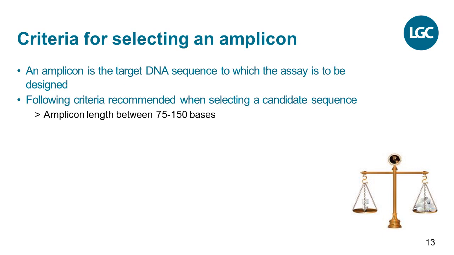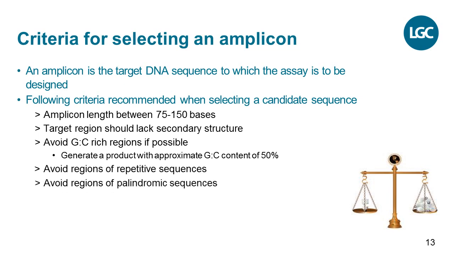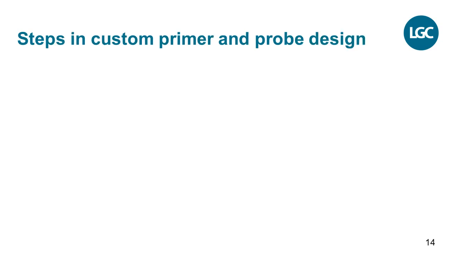It should be between 75 to 150 bases in length and lack significant secondary structure. Regions of high GC content should be avoided, as the PCR products to be generated should be of approximately 50% GC. The amplicon should also be devoid of regions of repetitive sequences, palindromes and SNPs.